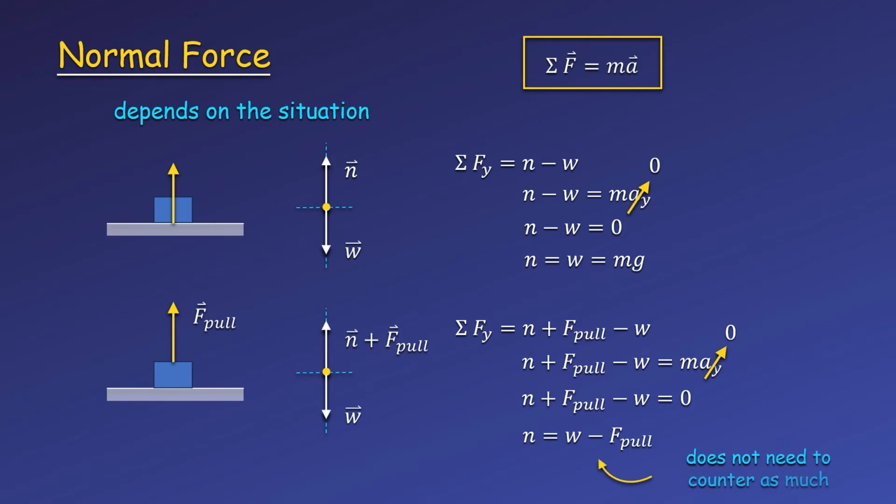The normal force does not need to counter as much force from the box because the pulling force is also supporting some of the box's weight. Hopefully you can see the normal force in a way is whatever it needs to be to support the object from going through the surface. This will entirely depend on the other forces that are present. We'll also look at objects on sloped surfaces, which will affect things as well.